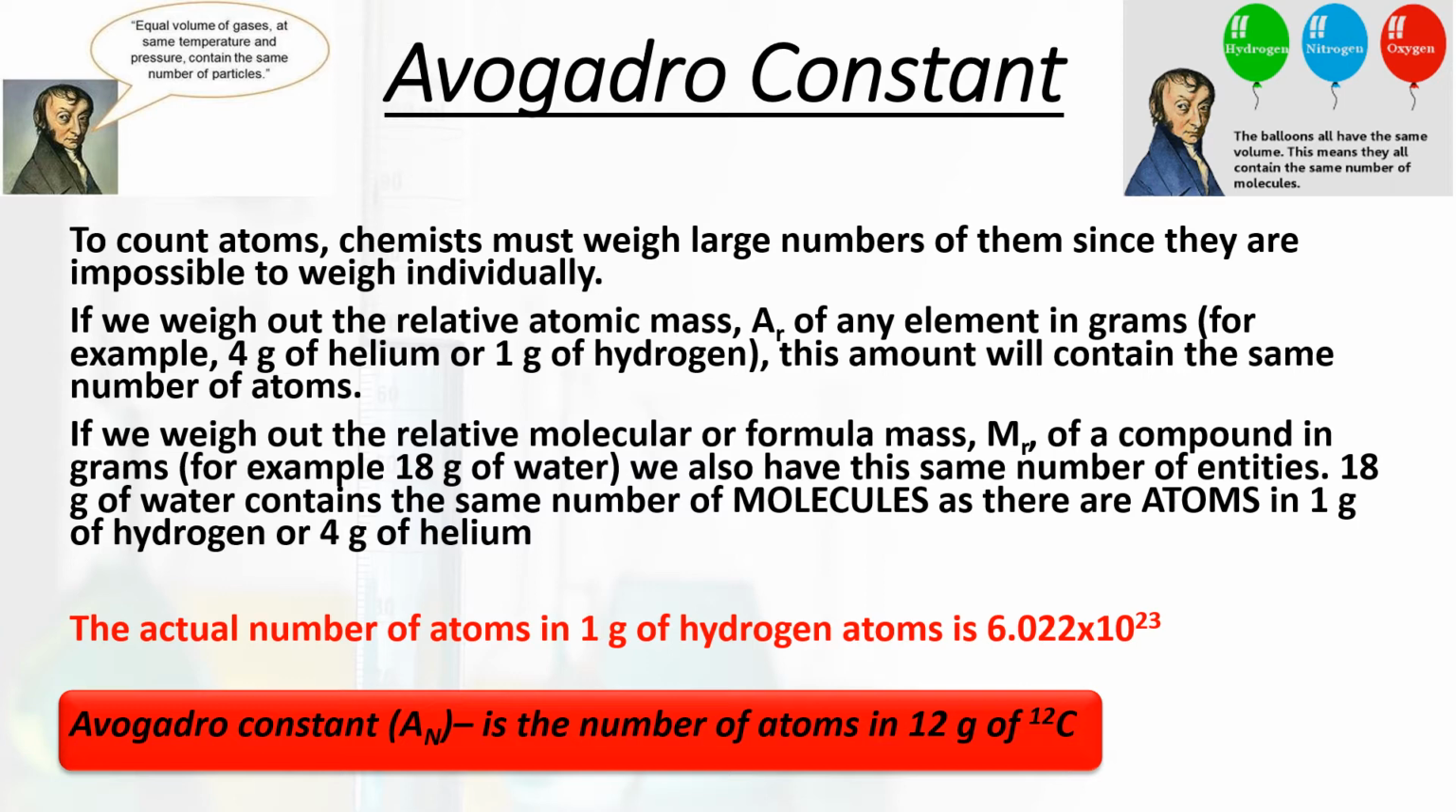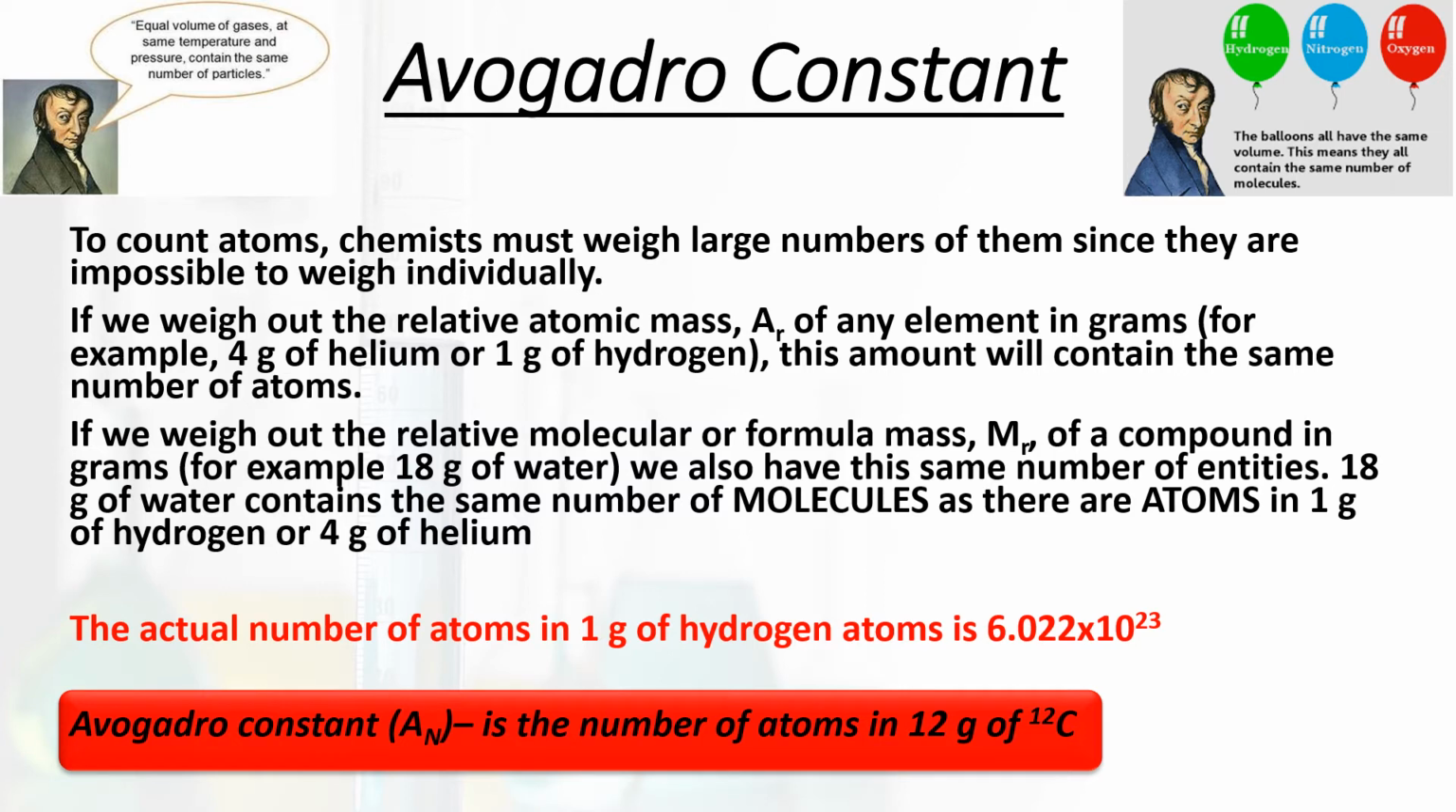And if we weigh out the relative molecular or formula mass, the Mr of a compound in grams, for example 18 grams of water, then we also have the same number of entities. Now the word entity is a useful word to use here because entity can mean anything. It can mean atoms, it can mean molecules, it can mean ions.